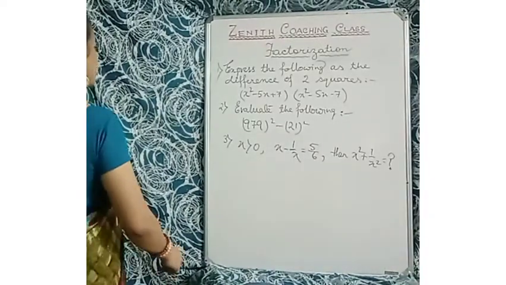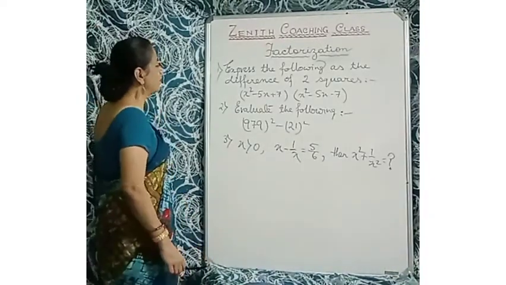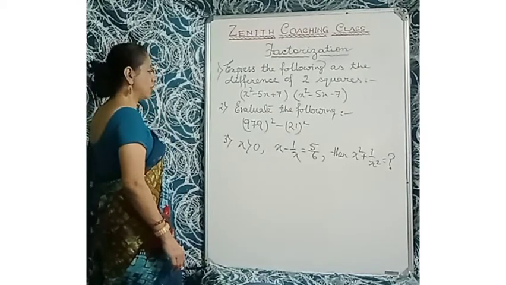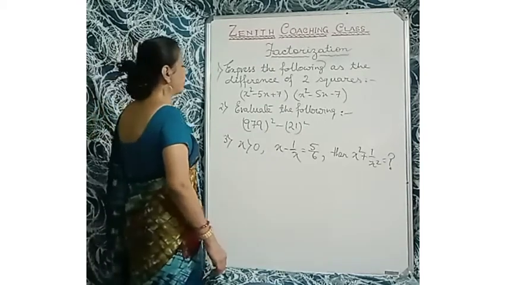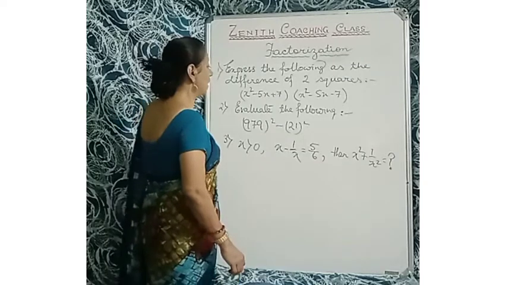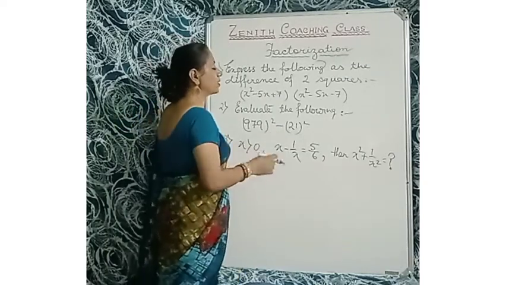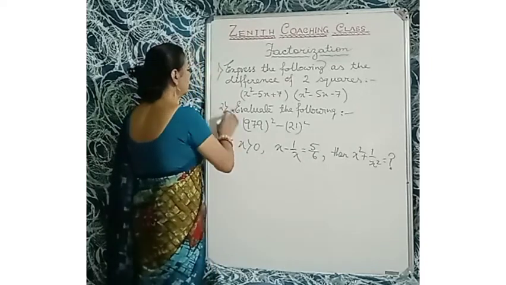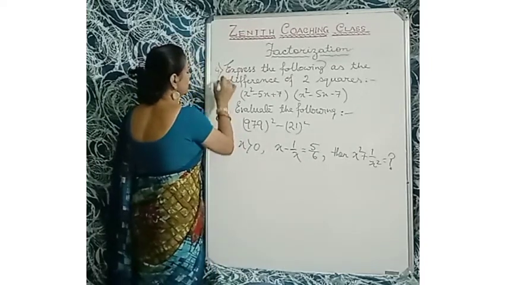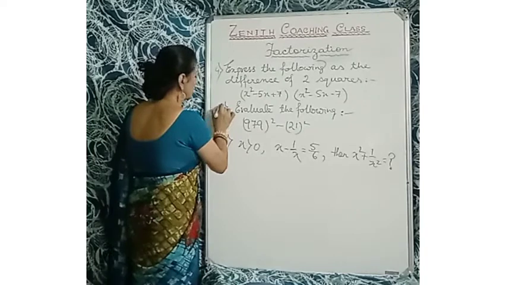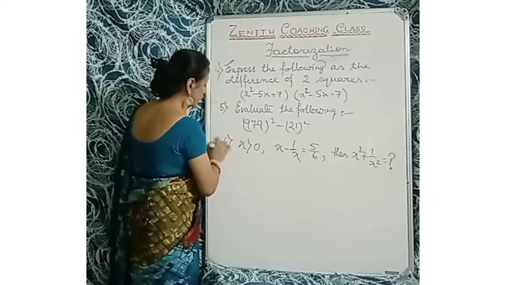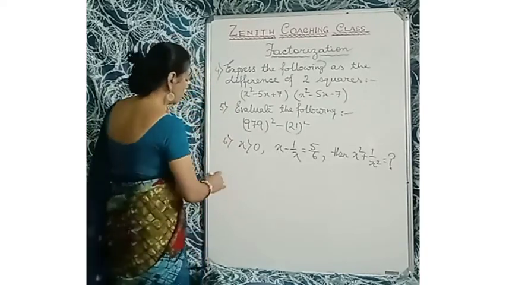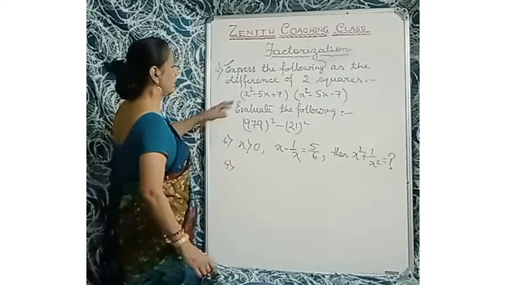So come to the next sum. That is, express the following as a difference of two squares. That is x square minus 5x plus 7 multiplied by x square minus 5x minus 7. Okay. Then I will go to the next sum. Okay, that is fourth sum, that is fifth sum, that is sixth sum. Okay. First we will come to the fourth sum.